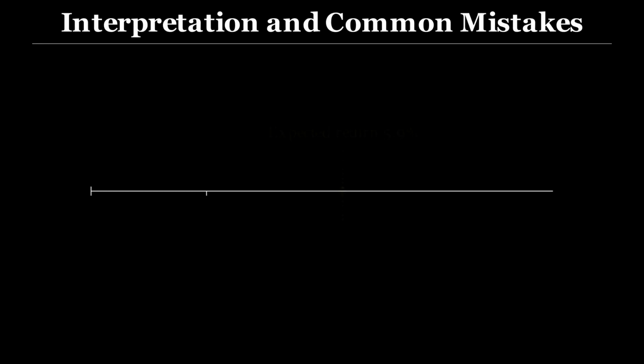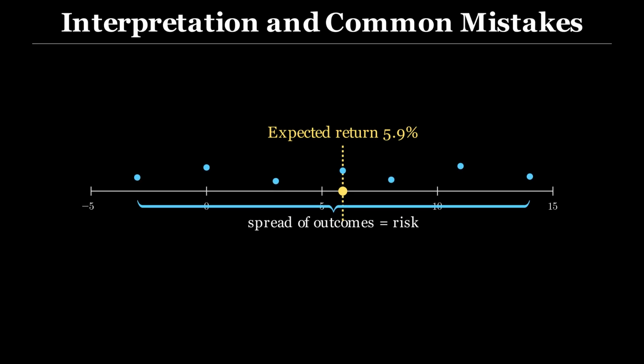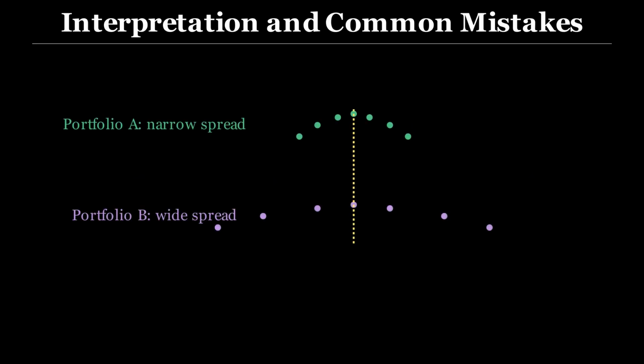Expected return describes the average result across many possible futures. It does not measure how widely the actual returns might vary. That variation is risk. Two portfolios can have the same expected return, but very different levels of risk.